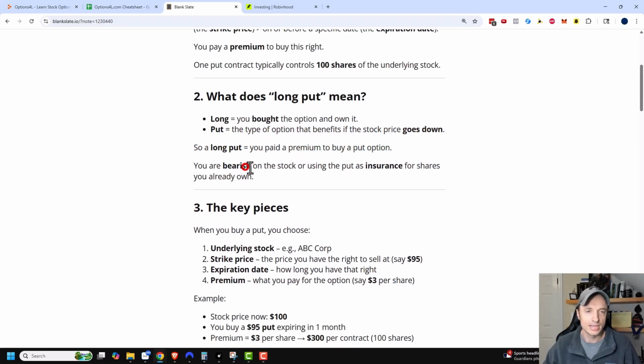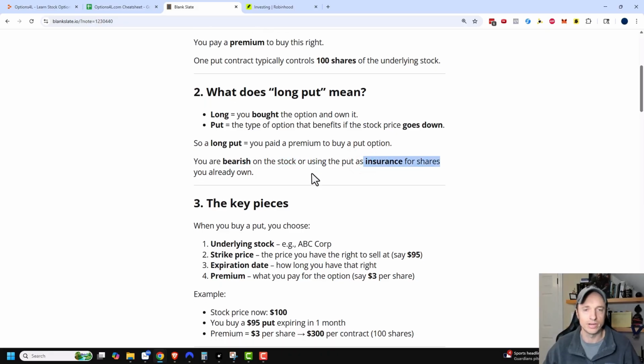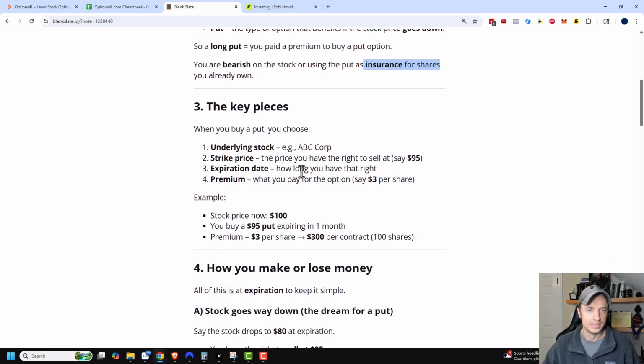So you are bearish on the stock and/or using the put as insurance for shares you already own, and we already discussed that. So the key piece is when you buy a put, you choose the underlying stock, for example, ABC Corp. Then you have the strike price, the price you have the right to sell at, say it's $95. You have the expiration date, so how long you have that right for. And then you have the premium, what you pay for the option, say it's $3 per share.